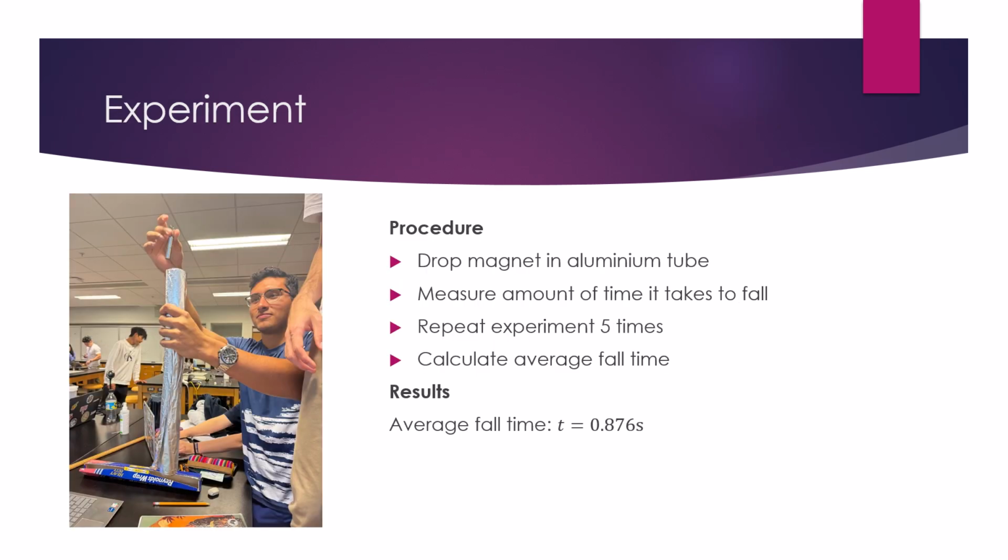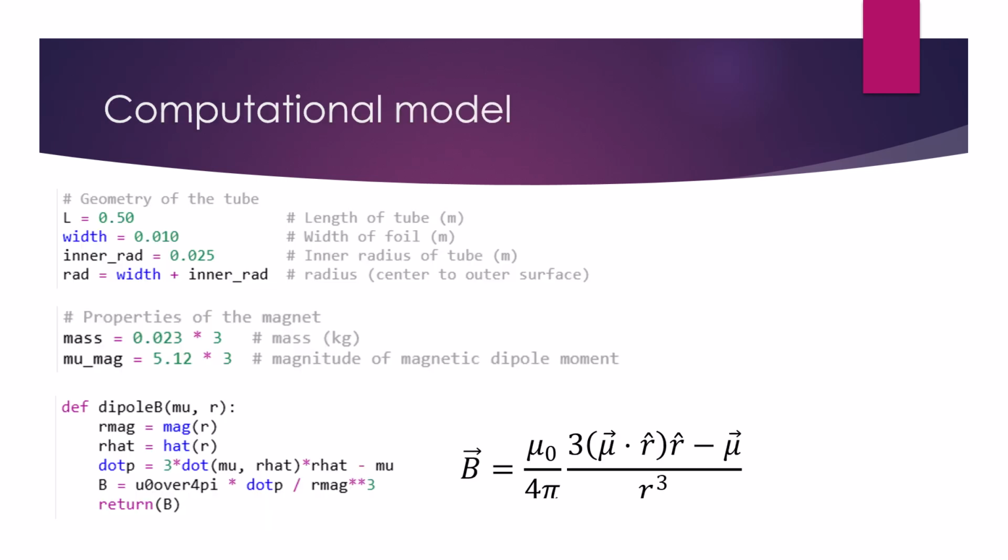The procedure was as follows. First, drop a magnet in the aluminum tube. Then measure the amount of time it takes to fall. Repeat this 5 times and calculate the average fall time. In our experiment, the average fall time was 0.876 seconds.